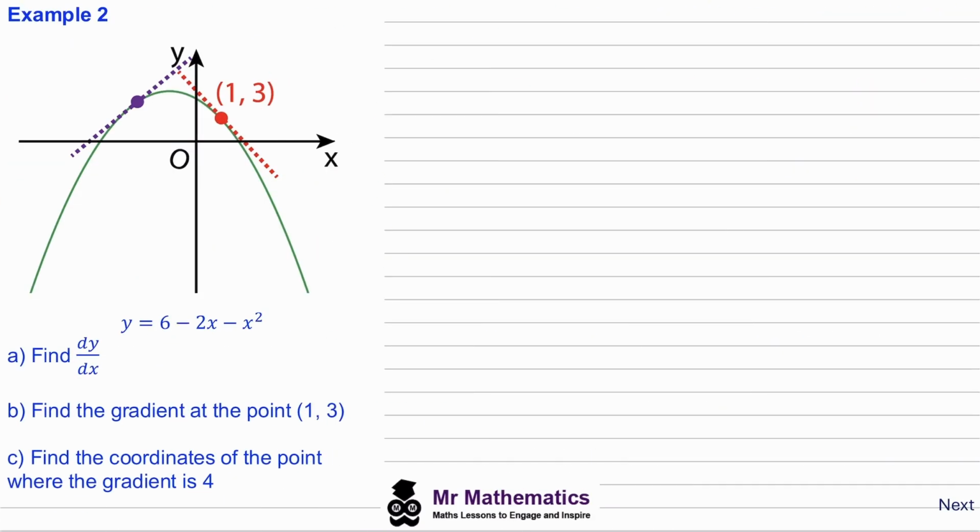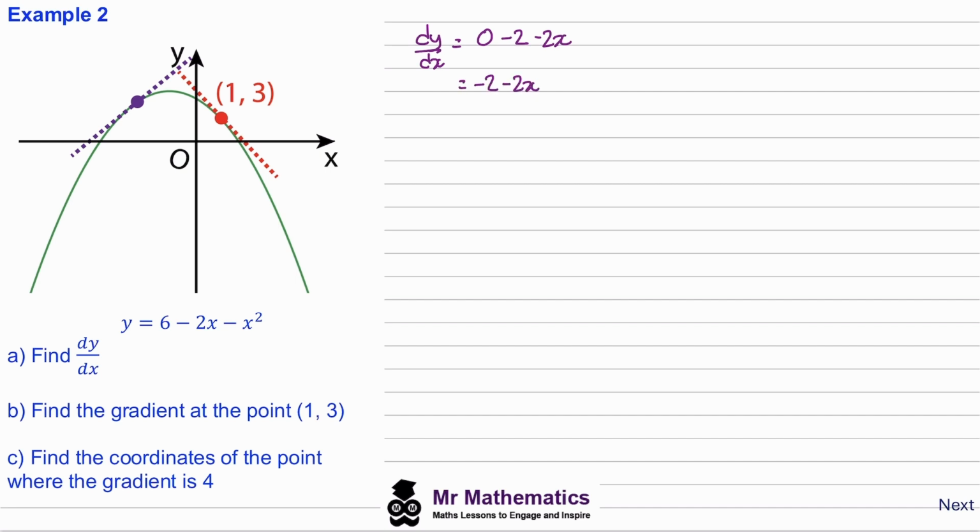Okay, for question 2, we've been given this curve with this equation, and we've been asked to work out dy by dx. So we need to differentiate each of these terms with respect to x. So dy by dx, when we differentiate 6, we get 0. When we differentiate negative 2x, we get negative 2. When we differentiate negative x squared, we get negative 2x. So this will be negative 2 minus 2x.